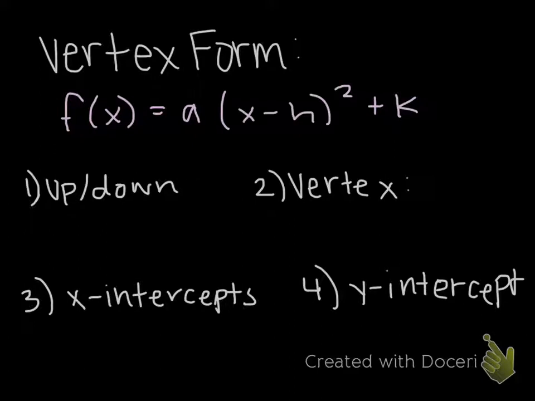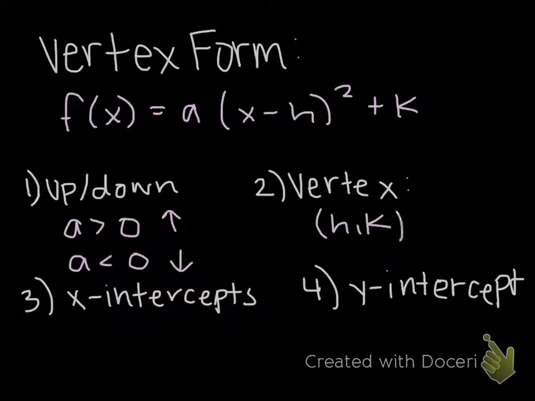To determine if it opens up or down, if our a value is positive, it's opening up. If a is negative, it's opening down. The vertex would be (h, k). So I always say to the students, notice that it's the opposite of the inside value, same as the outside value.